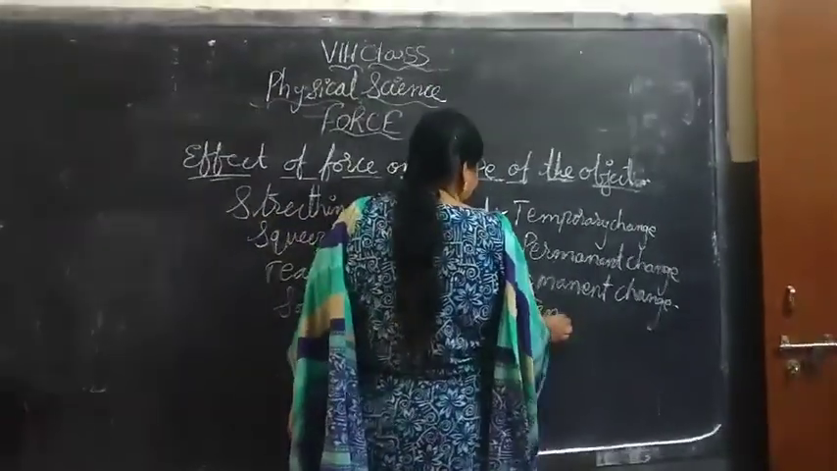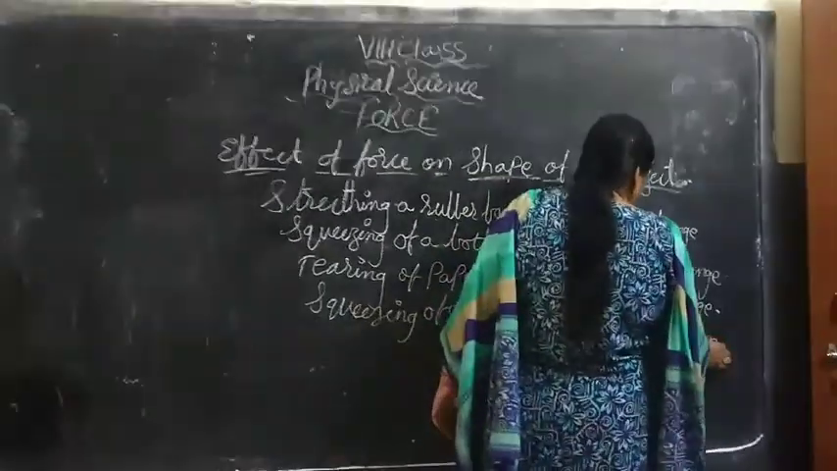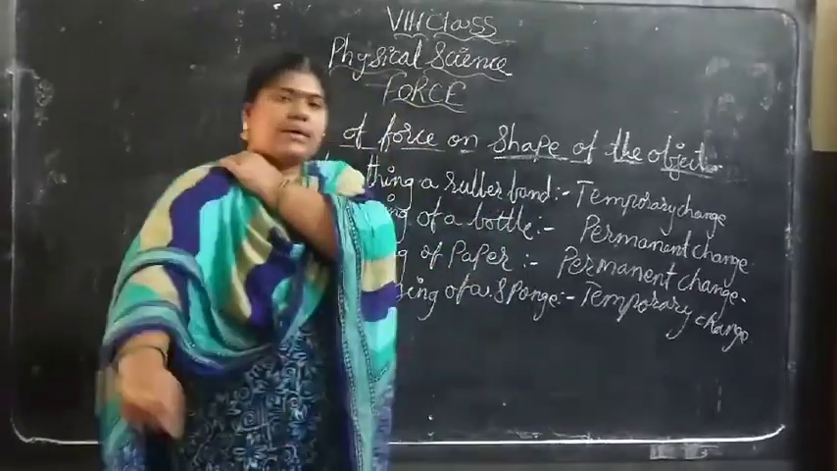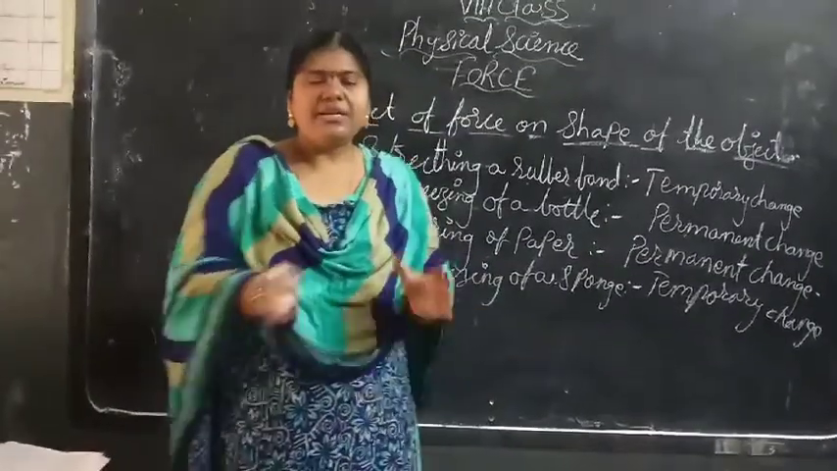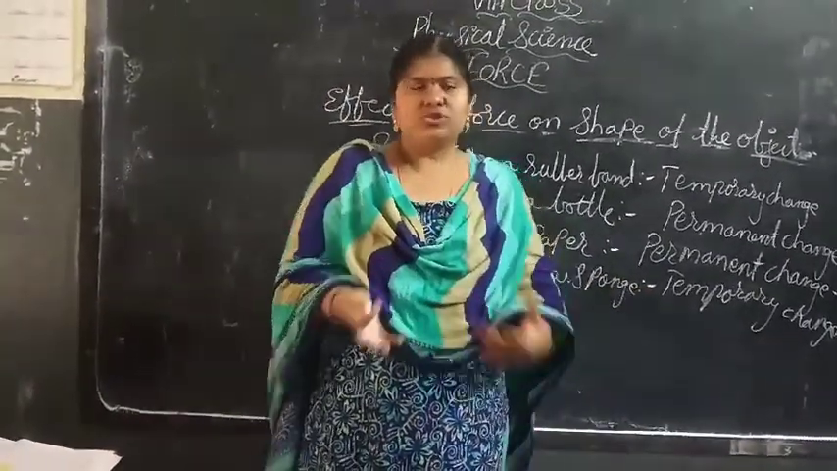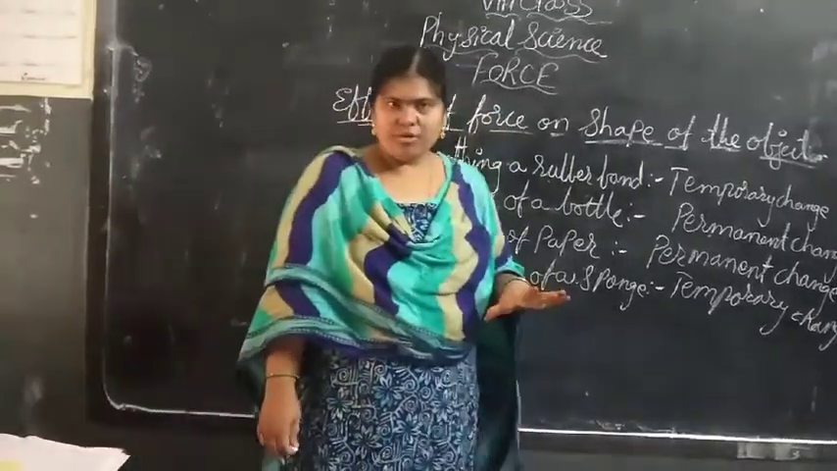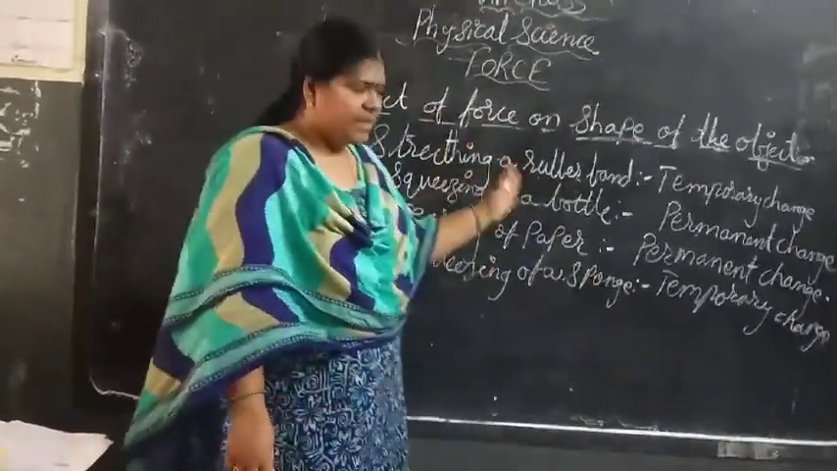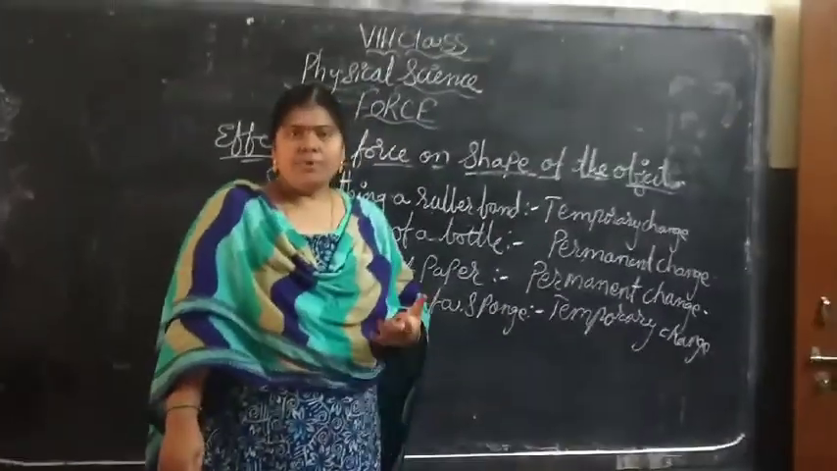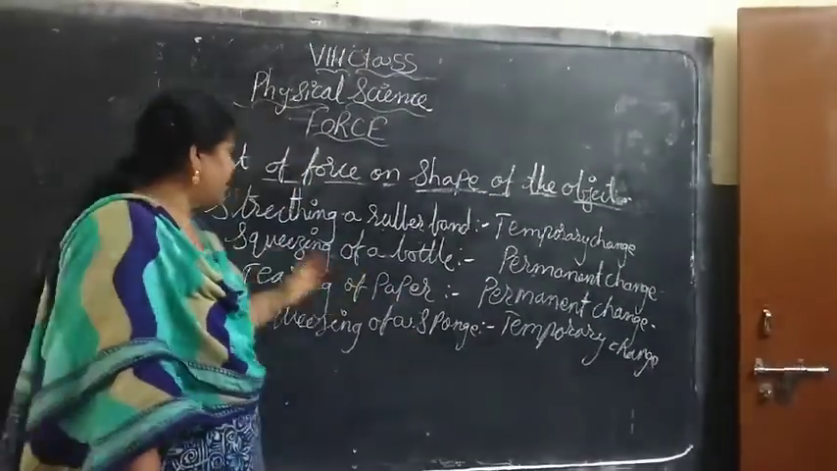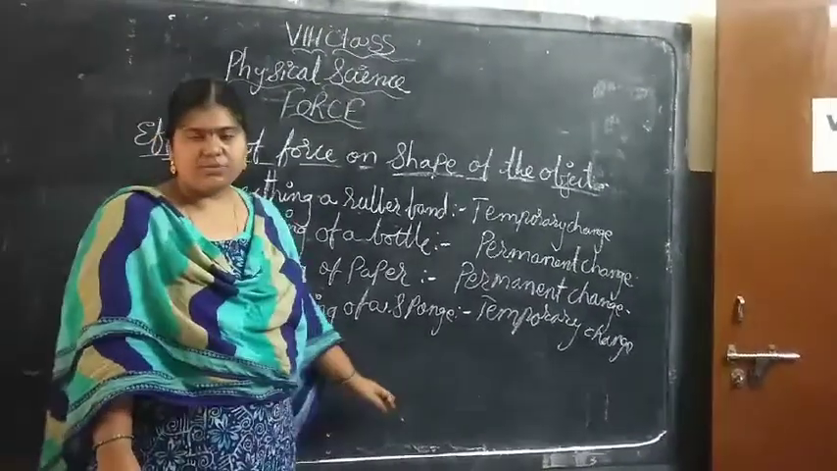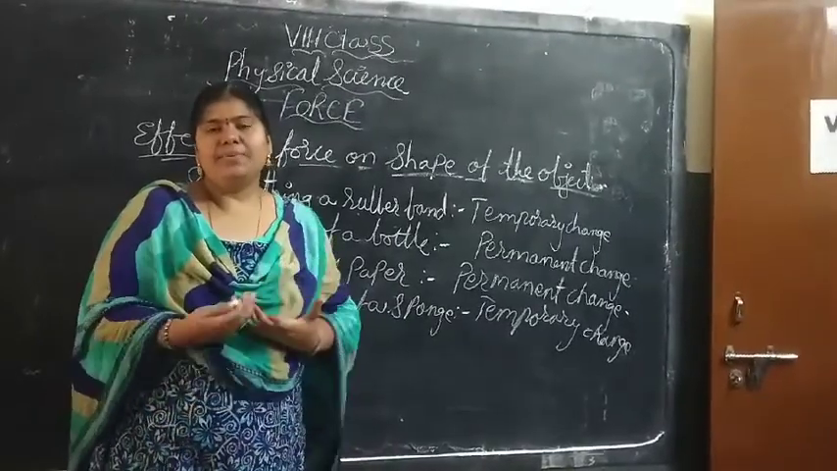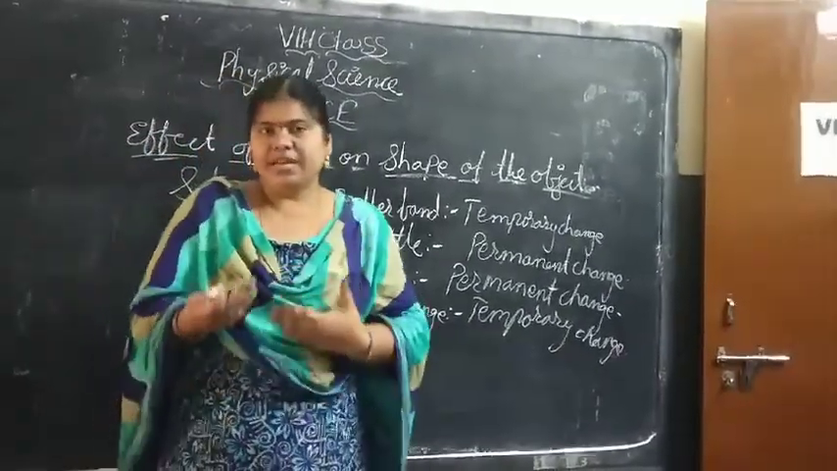How can we find out that the shape of an object will be totally changed when we are applying force on it? If I take a glass and throw it down, what will happen? It breaks into pieces. It is a permanent change. So when we are applying force on any object, we can see that some have a temporary change and some have a permanent change. In the stretching of a rubber band, squeezing of a bottle, tearing of a paper and squeezing of a sponge, you can see that some are temporary changes and some are permanent changes.